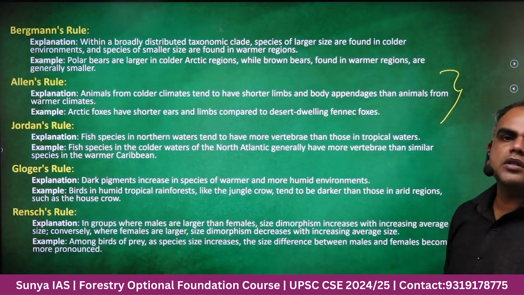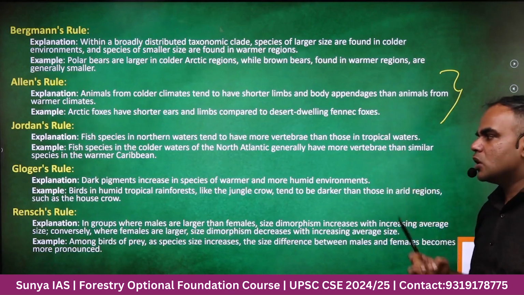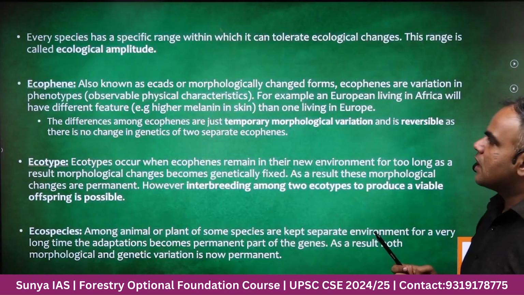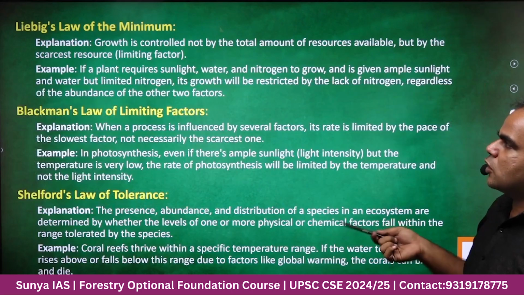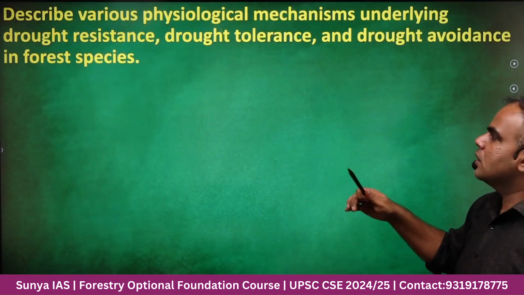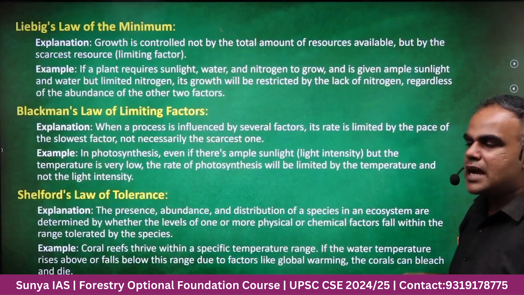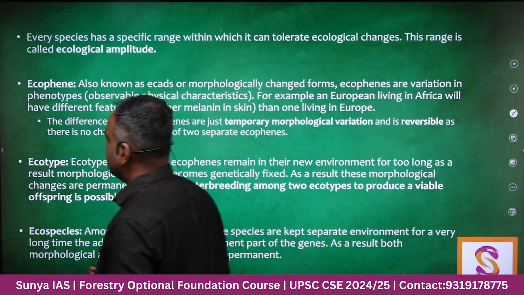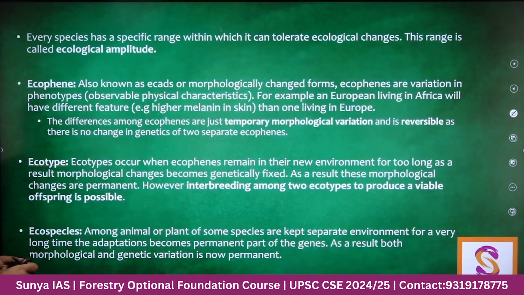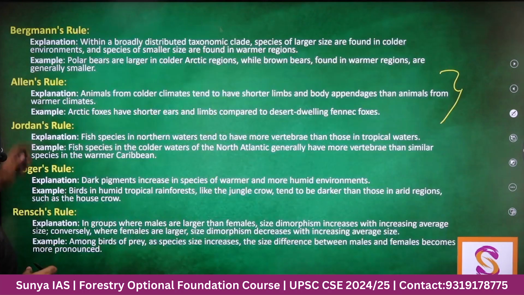Now let us go through all the rules. Bergmann's rule, Jordan's, Gloger's and Rensch's rule. Okay. And after that, there are a few things related to ecology. There are three more rules. Okay. And then of course we move almost to the end of our topic. So if I see, one is Bergmann's rule.